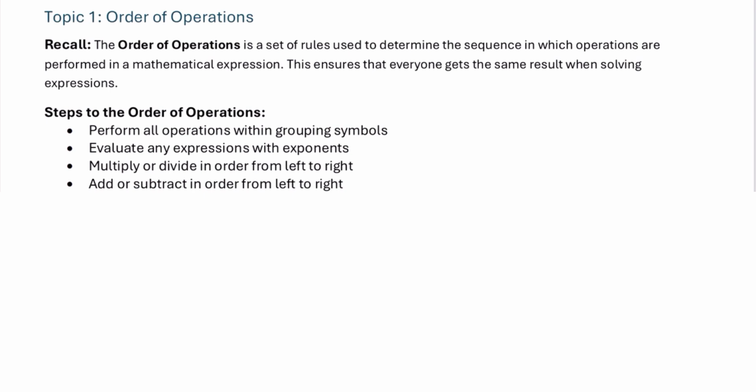The steps for the order of operations are: first, we perform all operations within grouping symbols. And grouping symbols can be parentheses, brackets, and braces. When we have multiple sets of grouping symbols, we always start with the inner part first.